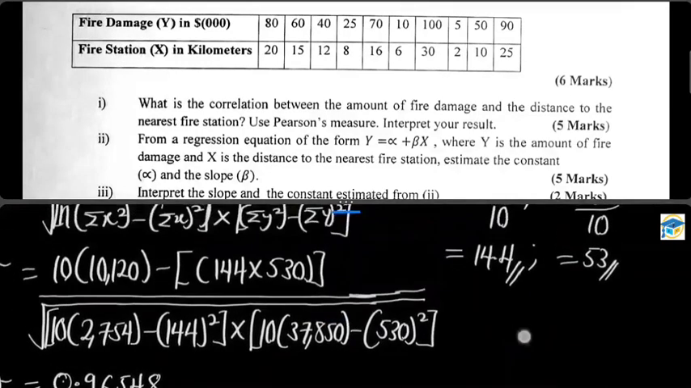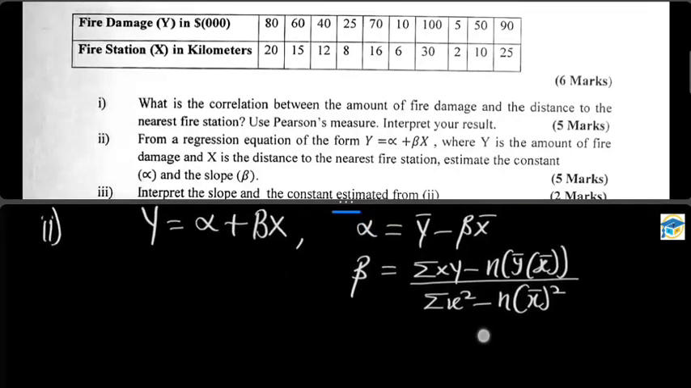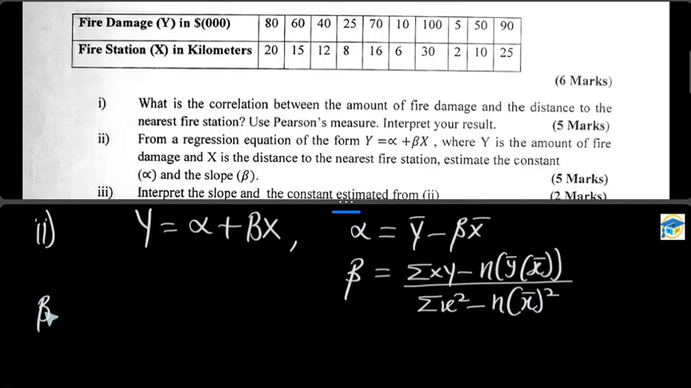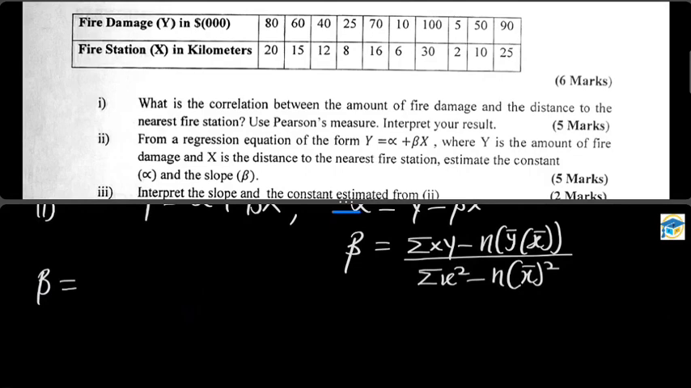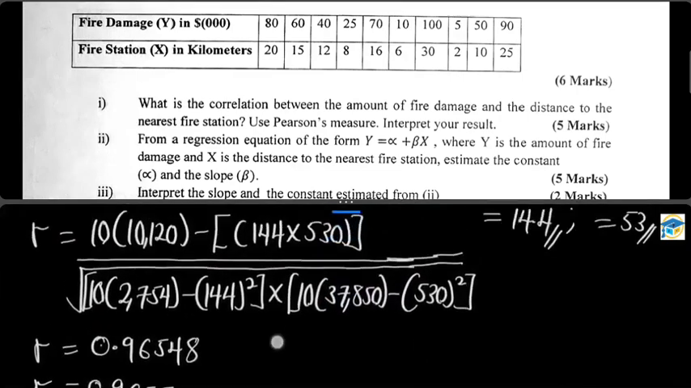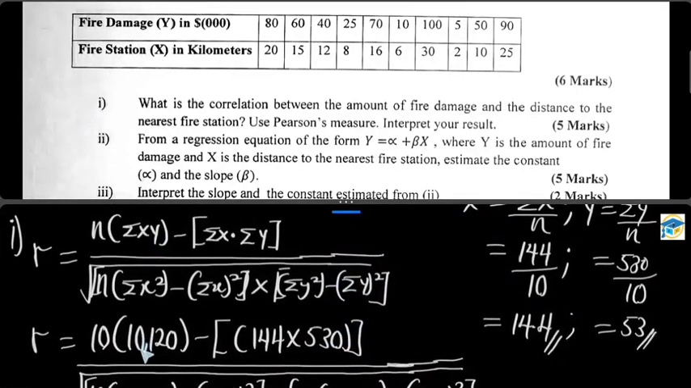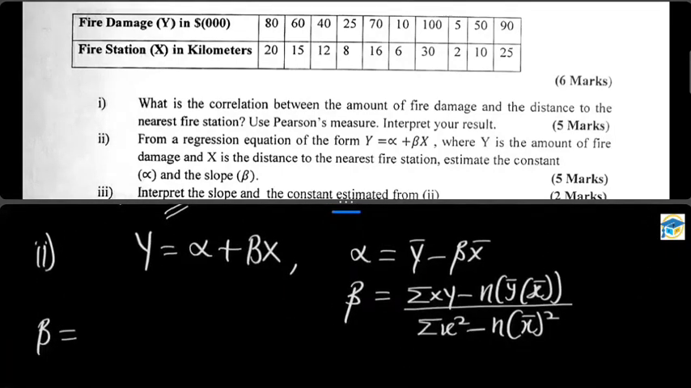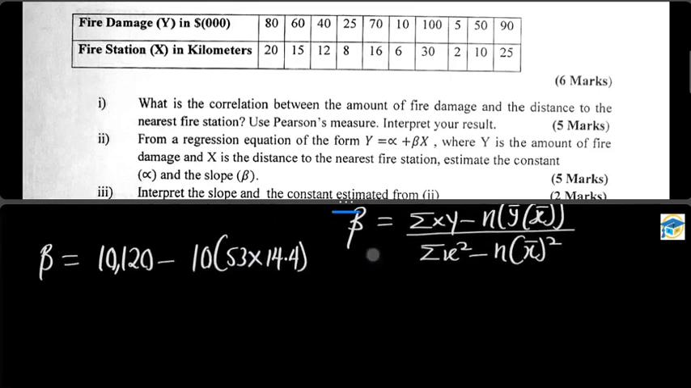So let's take note of that. Once you have gotten those values, we can easily calculate our beta. Our beta, which is the slope of the regression equation: we know summation xy from the table was 10,120, right? So you can pick that figure right from here. So the numerator is 10,120 minus n, which is 10, times y bar, 53, times x bar, 14.4, bracket close.